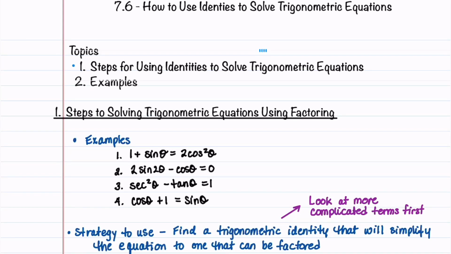Did you know that trigonometric equations that require the use of an identity are some of the most complicated trigonometric equations to solve? By the end of this video, you'll know exactly how to solve these equations because we'll have walked through the solution to 4 types of example problems.